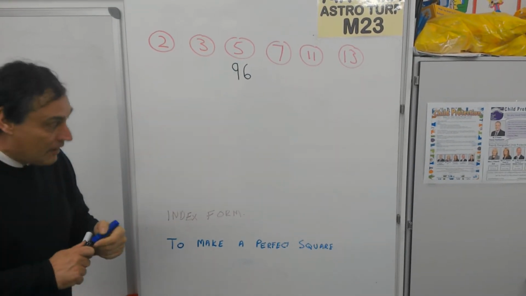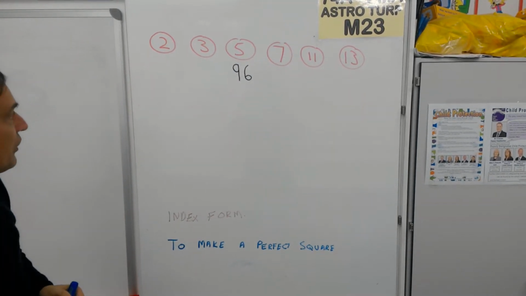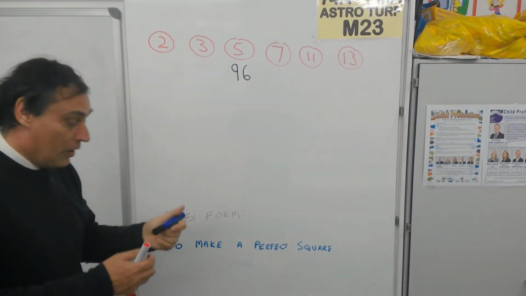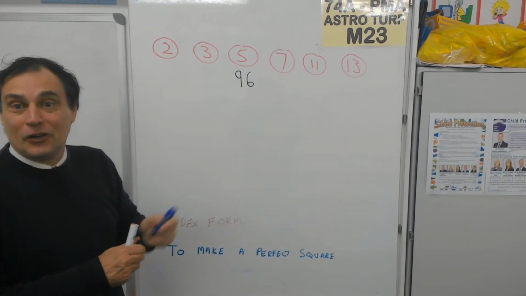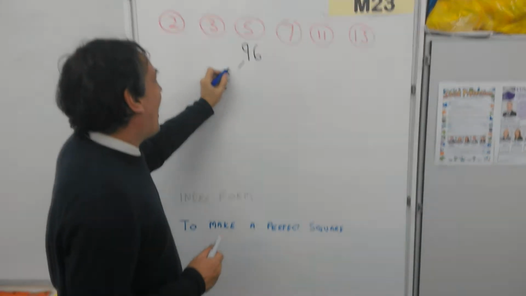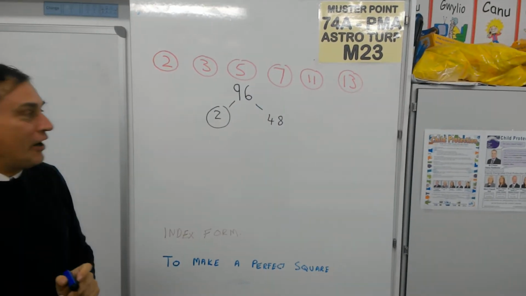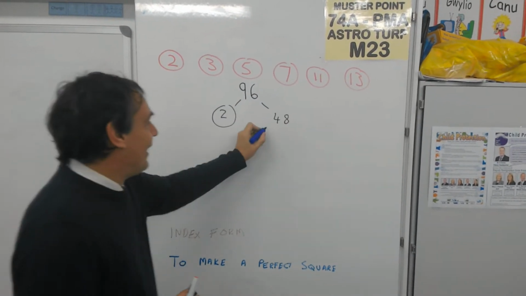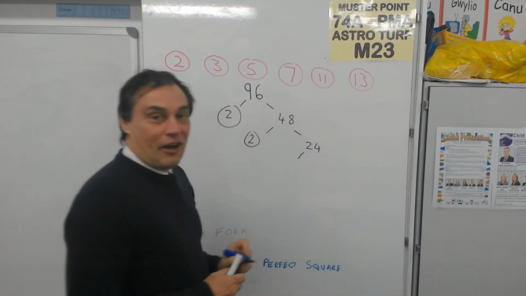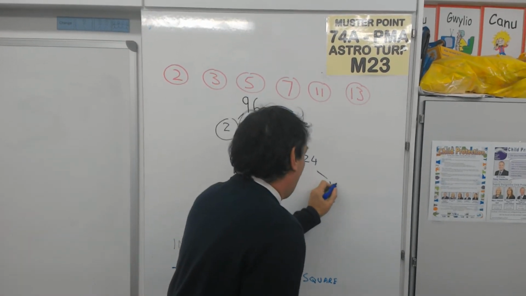So what I do here, if I want to find out all the prime factors of a number, in this case 96, first of all, I see if I can divide 96 by 2. So can I divide 96 by 2? Yes, I can. And that gives me 48. Next question, can I divide 48 by 2? Yes. So that means I get 24. Can I divide 24 by 2? Yes. Which gives me an answer of 12.